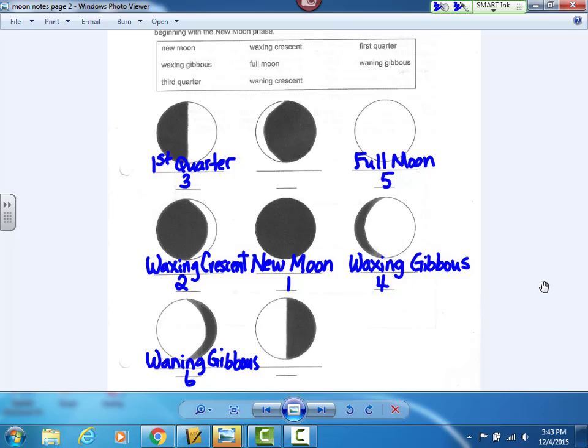Halfway between full and new, we have a quarter. It must be third quarter because we're on the waning side. You also know that because the light is on the left, and that is phase 7.